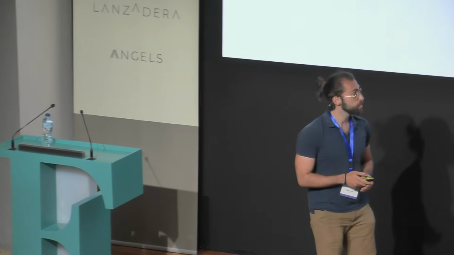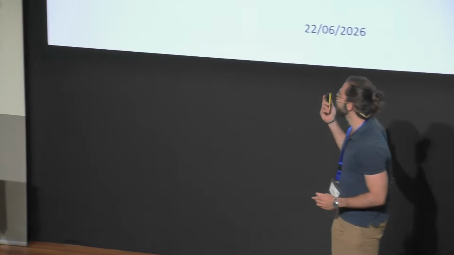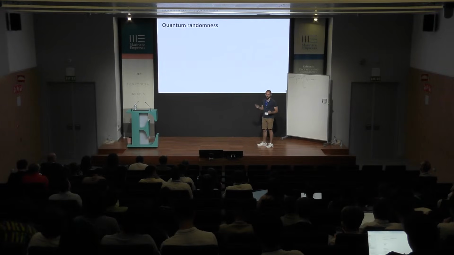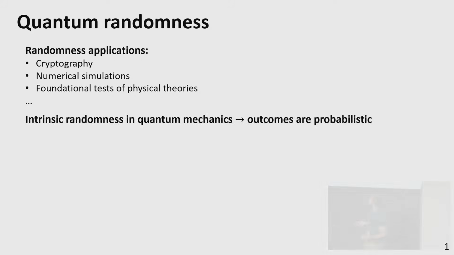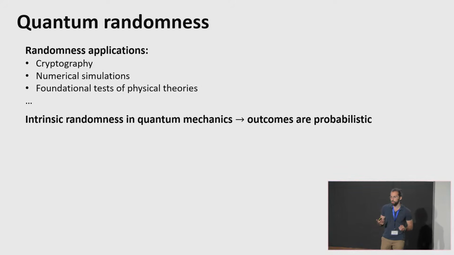Okay, hi everyone. So I'm Raffaele Davino, and I am a PhD student at ICFO, and I will talk about this project. So I want to start by introducing quantum randomness and why it's important. Randomness can have many applications, like in cryptography, in numerical simulation, or foundational tests of physical theories. And randomness is a property that naturally arises in quantum mechanics because the outcomes of quantum measurement are inherently probabilistic.